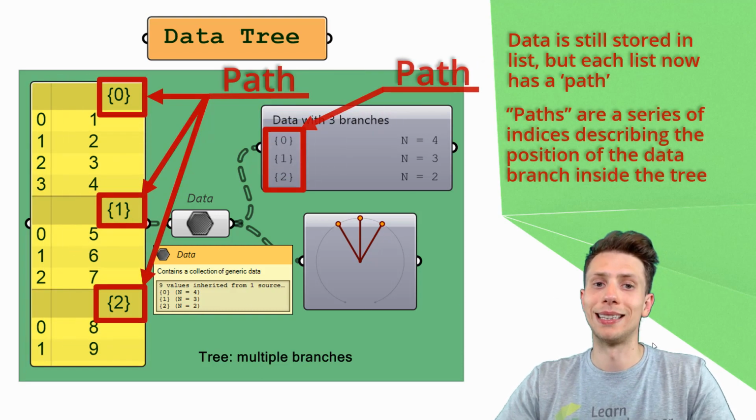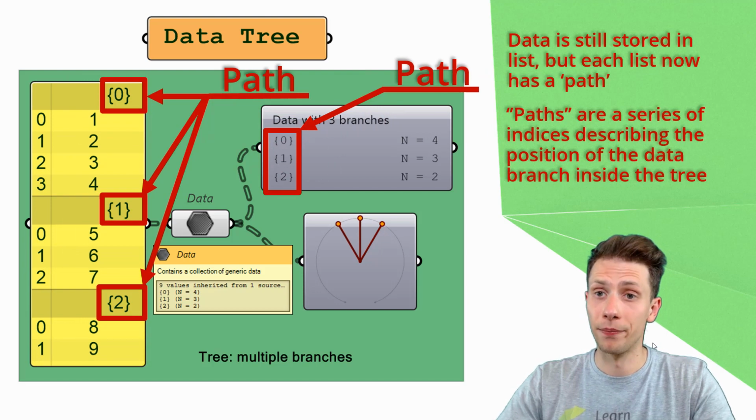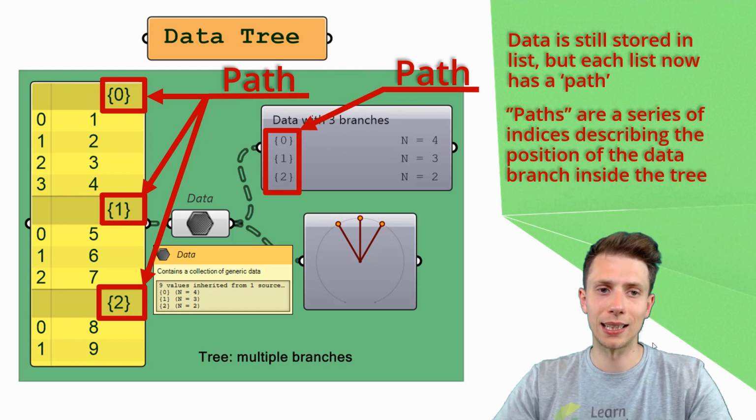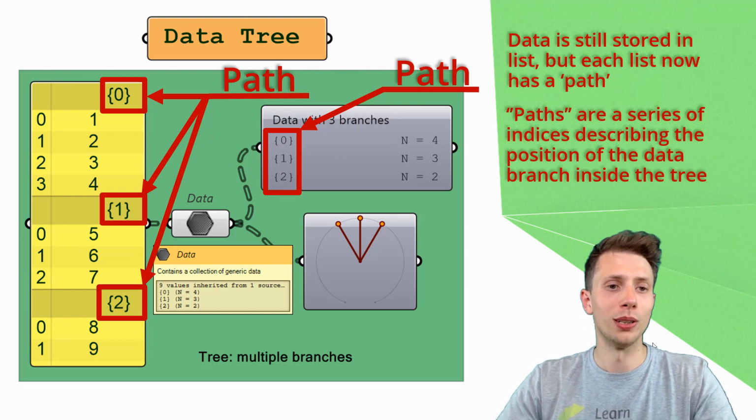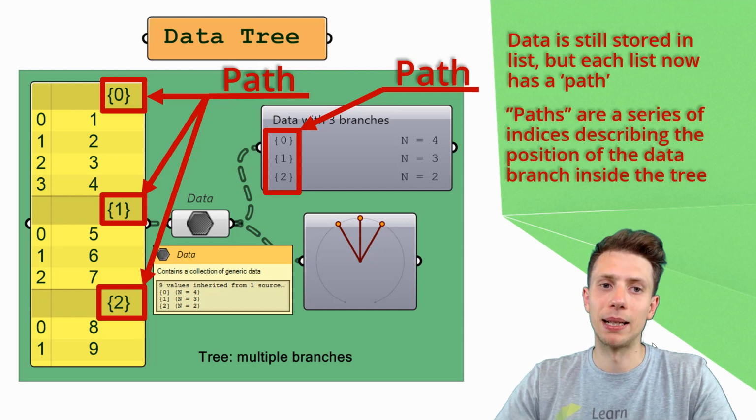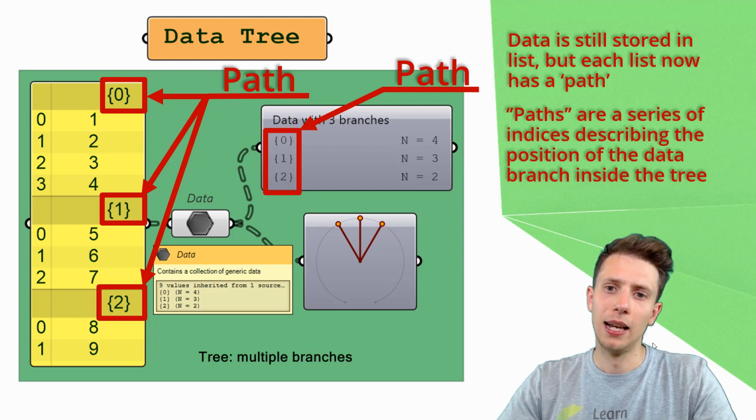So this is the branches. The next element is a path. So data is still stored in the list. As you can see, it's the same principle, but each list now has a path. And path is the name, always in curly brackets.